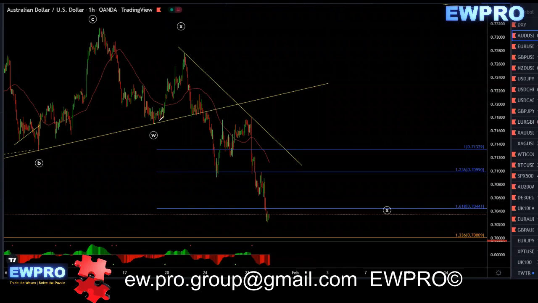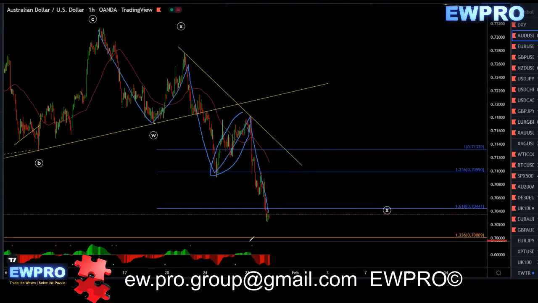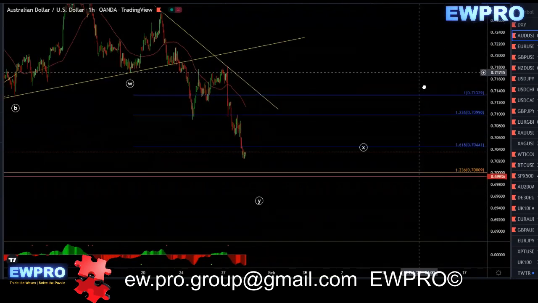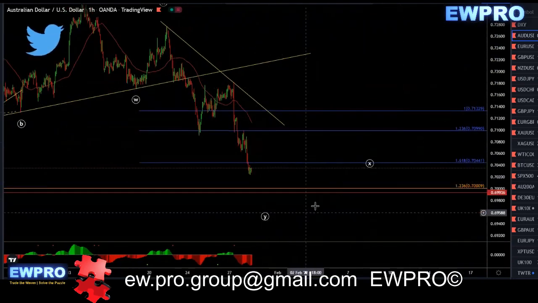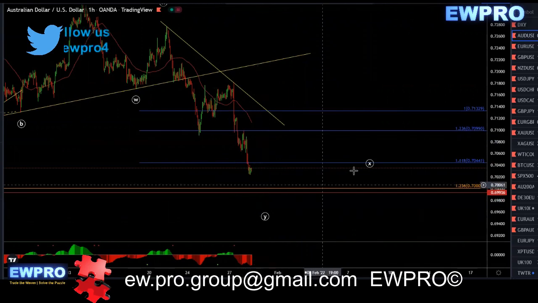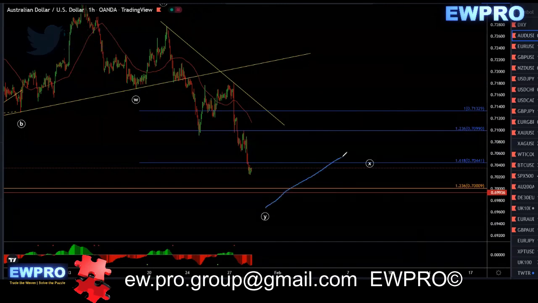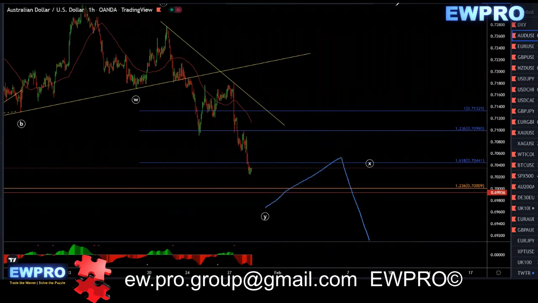On the H1, it's a little bit different, but I think this is internal. We got a W, X, Y, X2 and a Z down, but we've lost the bullish divergence. So that's why I'm looking at this as an extended wave in the H4 wave Y. We may get a little bit more downside here before we get that X2. But as soon as you get that X2, look for the Z down.